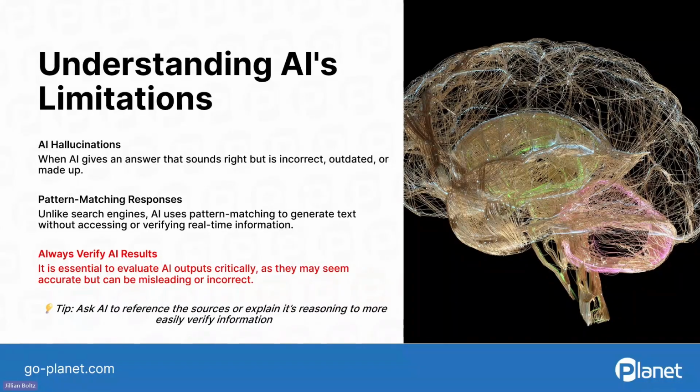Understanding AI's limitations. AI models can produce what are called hallucinations, where they generate fabricated or incorrect information but present it as facts. Unlike search engines, AI language models do not retrieve verified data but use pattern matching to generate responses. It's important to critically evaluate AI outputs as they may sound convincing yet be inaccurate.